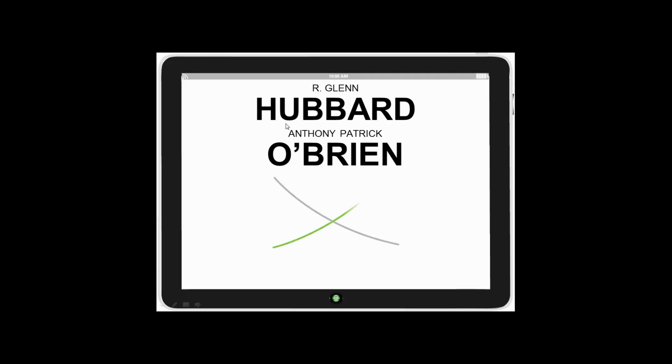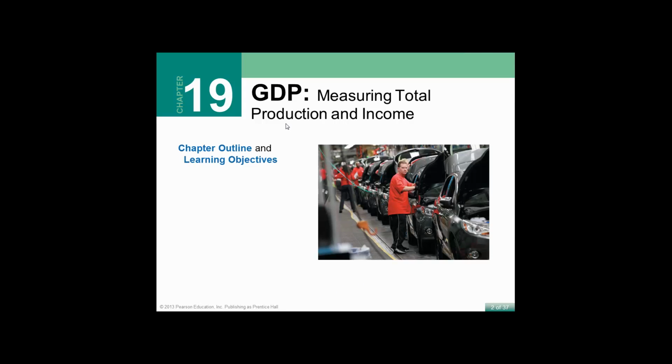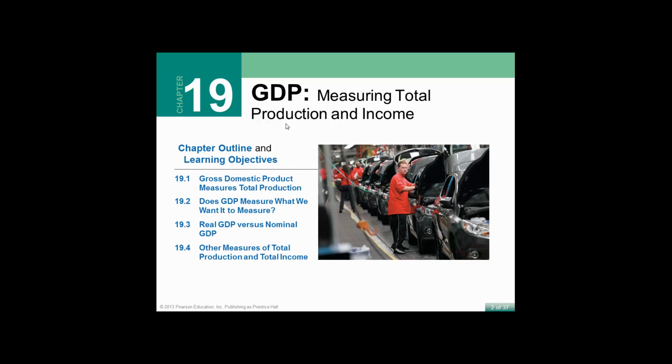This is an overview of Economics, Chapter 19, Gross Domestic Product: measuring production, total production, and income. We're going to learn what GDP is and how it measures total production, why we want to measure it, what real GDP is versus nominal, and other measures of total production and income.